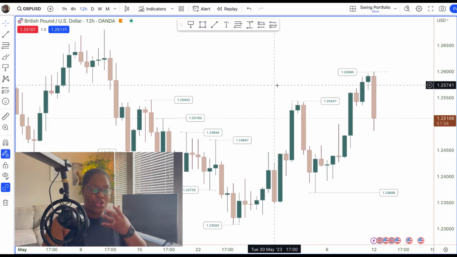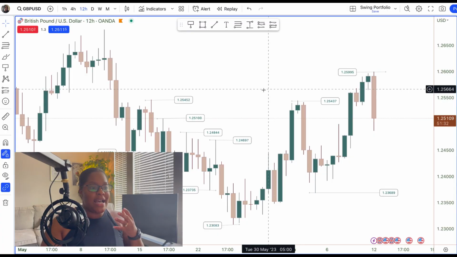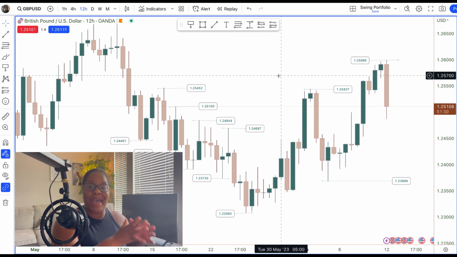In order for me to show you how this technique works, I need to show you how it works in the past. So we're kind of going to back test it a little bit, and then we're going to forward trade it a little bit, and then I'm going to show you guys my current analysis on this pair using the same technique I'm about to show you now.